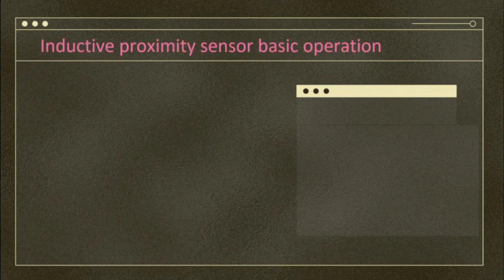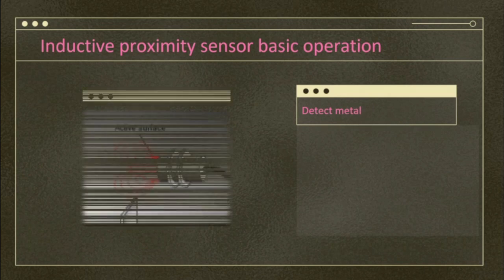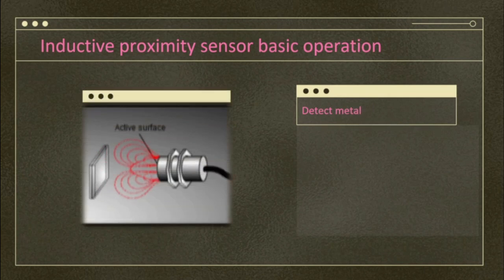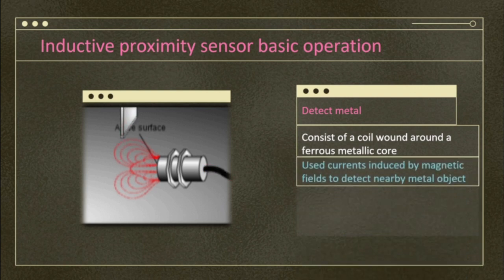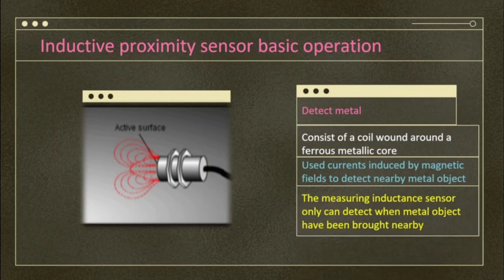Inductive proximity sensor basic operation, which can detect metal objects only. From the figure given, it consists of a coil wound around a ferrous metallic core. It uses currents induced by a magnetic field to detect nearby metal objects. The measuring inductance sensor can only detect when a metal object has been brought nearby.